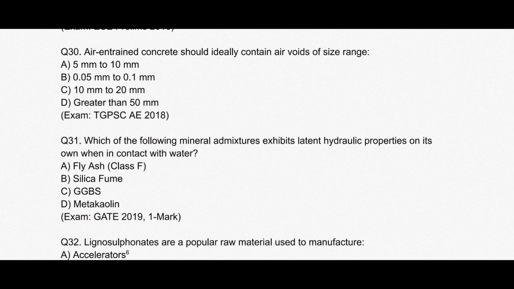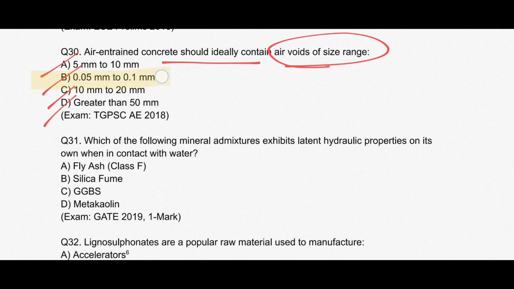30th question. Air-entrained concrete should ideally contain air voids of size range: option A, 5 mm to 10 mm; option B, 0.05 to 0.1 mm; option C, 10 mm to 20 mm; and option D is greater than 50 mm. So the answer is option B, that is 0.05 mm to 0.1 mm, the size should be.